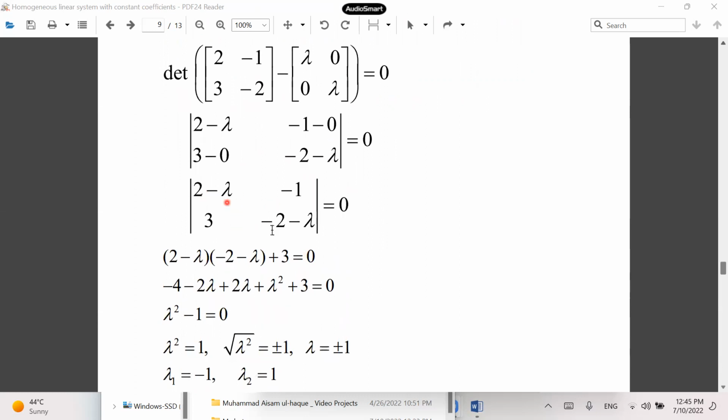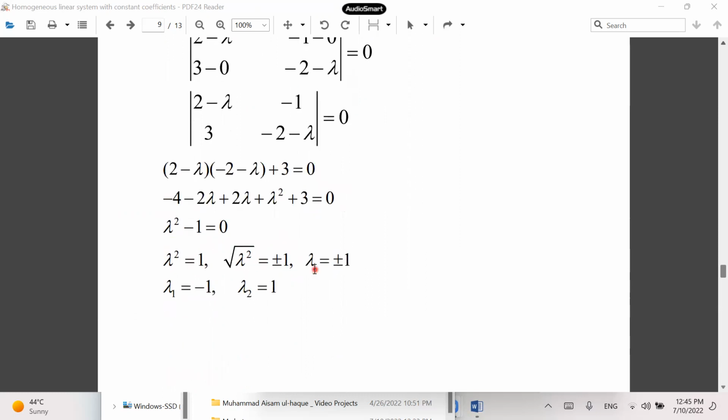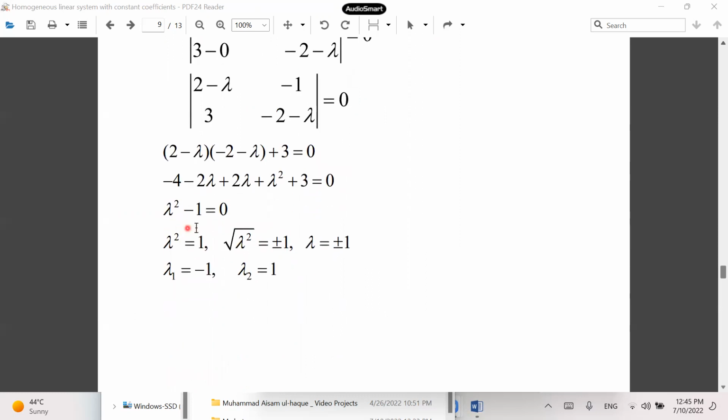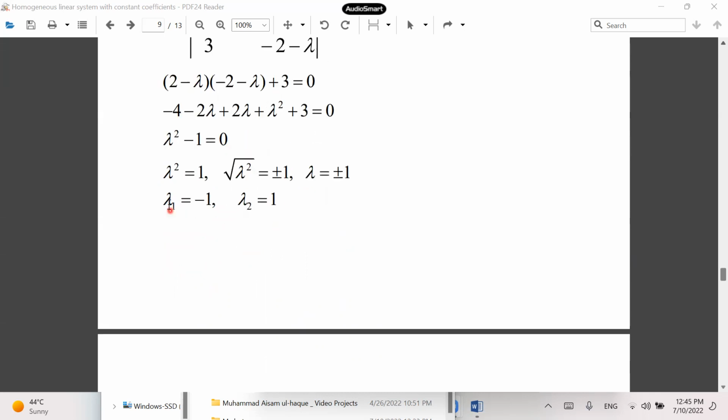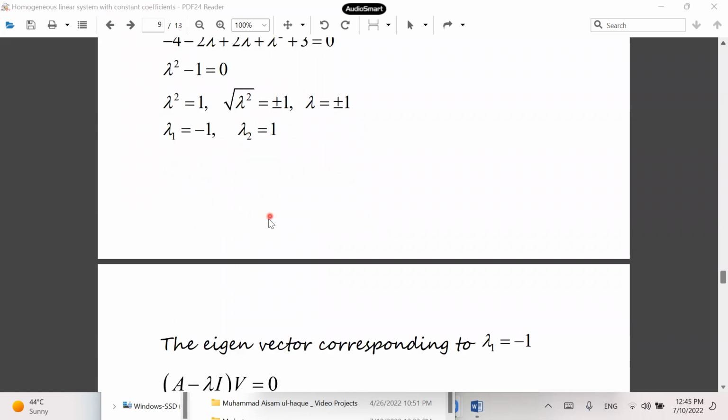So 2 minus lambda and minus 2 minus lambda, put it like this and multiply this with this, so we get plus 3 equals to 0. So lambda square minus 1 equals to 0. So what will be the value of lambda? Lambda square equals 1, and take its square root. So we get the values plus and minus 1. So these are the two eigenvalues. First eigenvalue is minus 1 and the second value is 1.